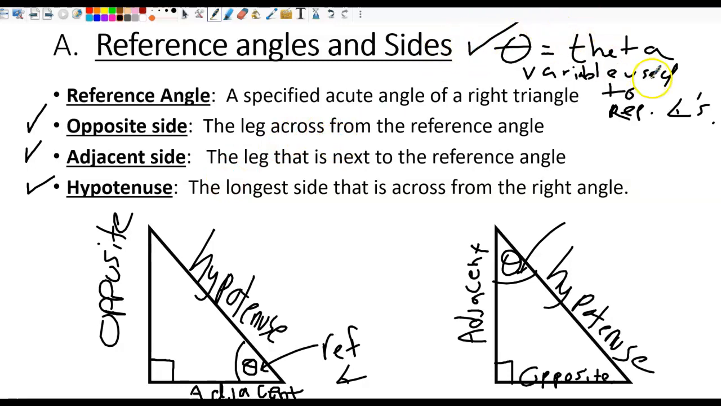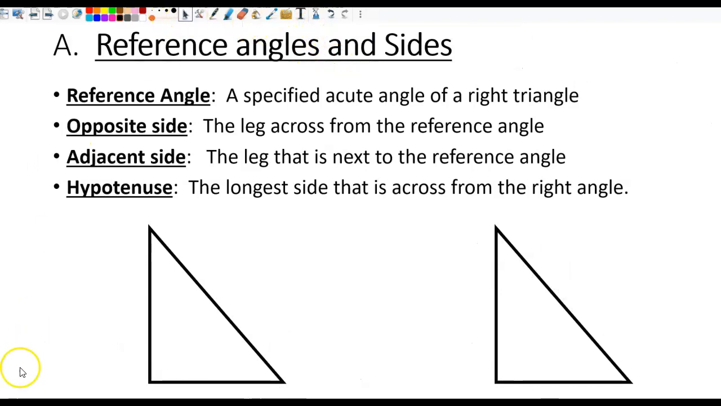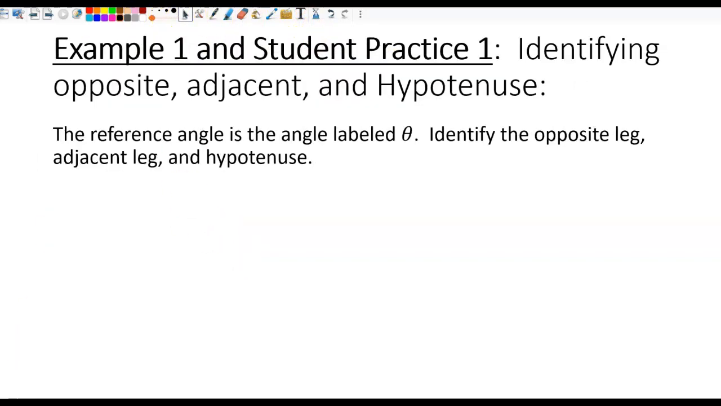Now, don't forget also we talked about this symbol here called theta, which is the variable that we use to represent angles. So don't be surprised if you see me using that. So for example, in student practice one, what I'm going to do is I'm going to give you guys a right triangle.